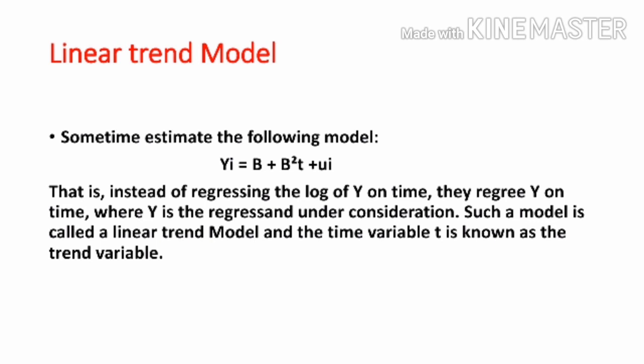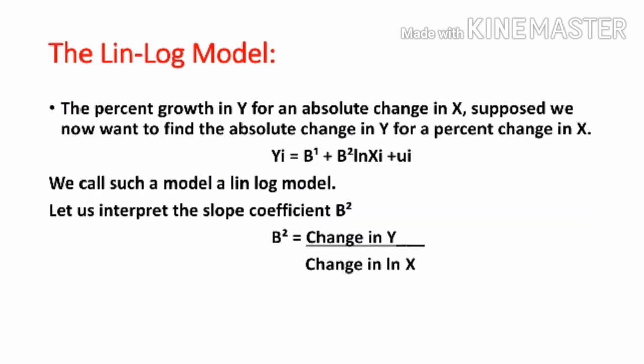Linear trend model. Sometimes we estimate the following model: Yi is equal to beta 1 plus beta 2 t plus ui. That is, instead of regressing the log of Y on time, they regress Y on time, where Y is the regressand under consideration. Such a model is called a linear trend model, and the time variable t is known as the trend variable. This equation uses time series data and the regressand Y under consideration.